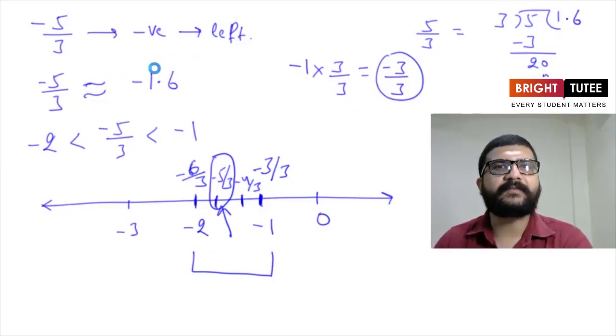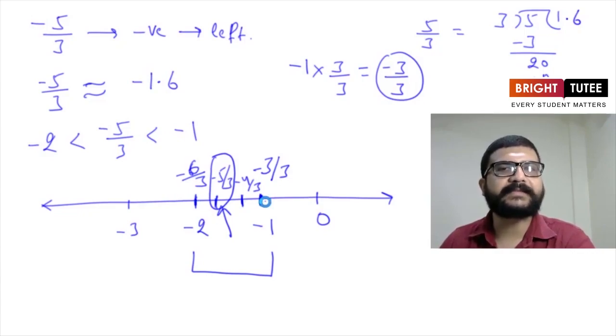And after checking this, we have to tell between which two numbers or between which two integers it will lie. According to that, we divide that region into equal parts, whatever the denominator is. In this case, the denominator was 3, so we divided the region between minus 2 and minus 1 into 3 equal parts. If the denominator is 4, we have to divide it into 4 equal parts, and then from there we can plot the given number.